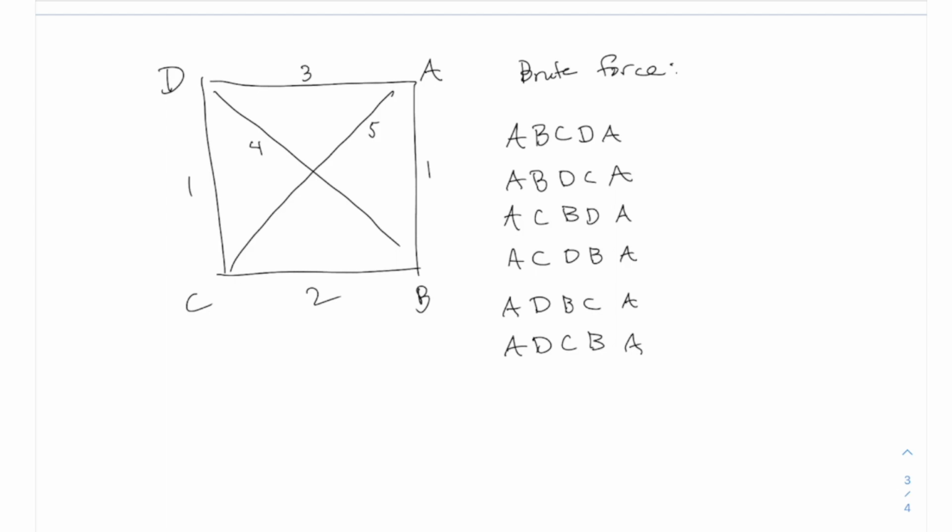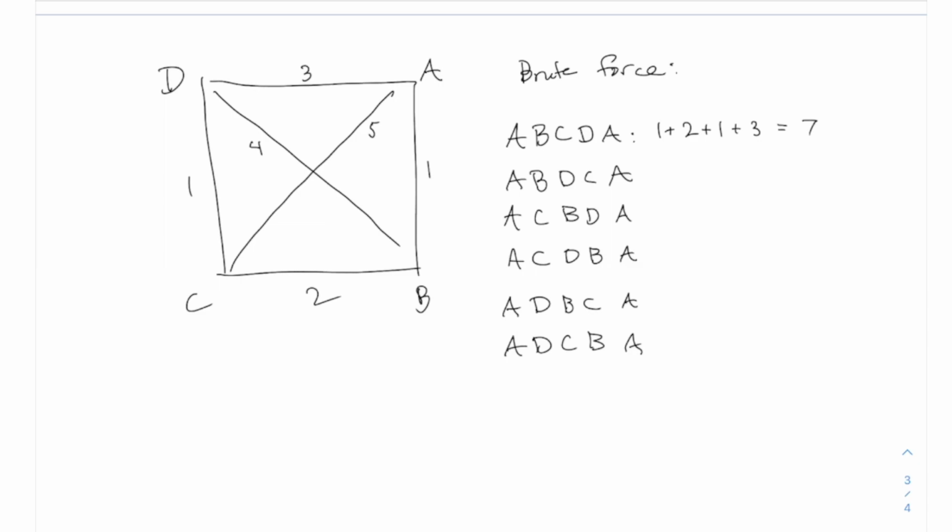So A, B, C, D, A. I look at the numbers over there. A to B is 1, plus B to C is 2, C to D is 1, D to A is 3. I think that's probably going to be the minimum one, but we have to check them all to make sure. 1 plus 2 plus 1 plus 3 is 7.